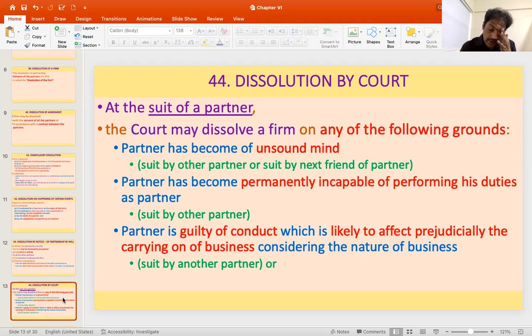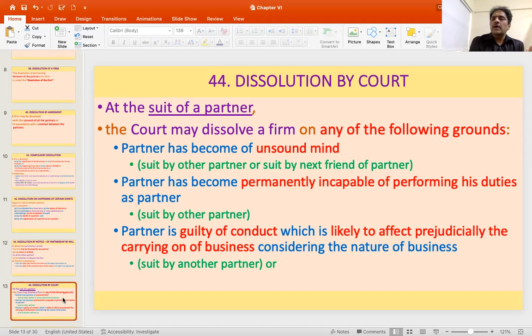Then second, the partner has become permanently incapable of performing his duties as a partner. So here, because of some issue, if the partner is unable to perform his duties as a partner, and they find that there is no mechanism, you don't generally want him to be held liable. So that's the reason, or you don't want the partnership to be saddled with this kind of a person who is incapable of performing his duties.